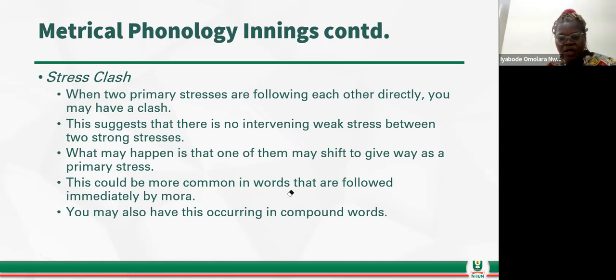This is to avoid the stress placement becoming problematic. So you try to resolve the problem by trying to shift, so that in that word you don't have two primary stresses. You may not have a primary stress followed by a secondary stress, followed by a tertiary stress. And this is how the clash tries to be resolved, because you are not supposed to have two primary stresses standing strong together when there's nothing intervening between them.